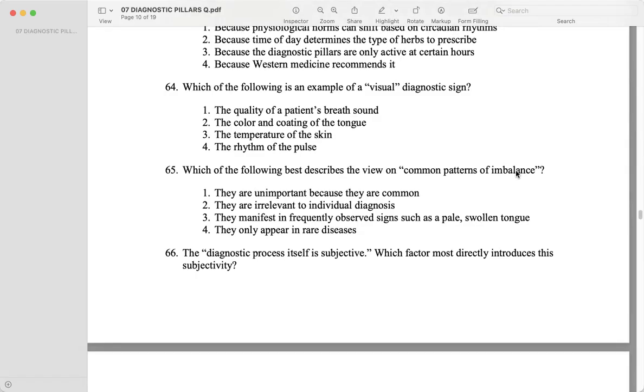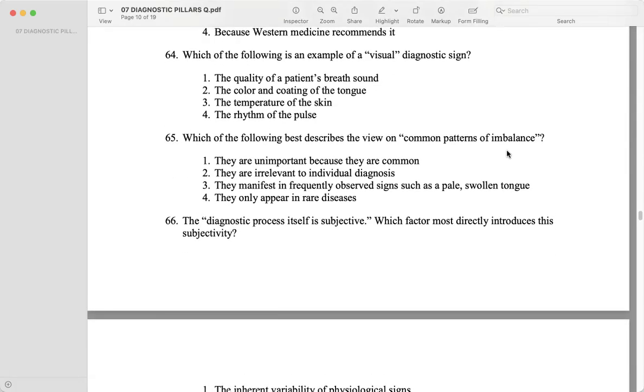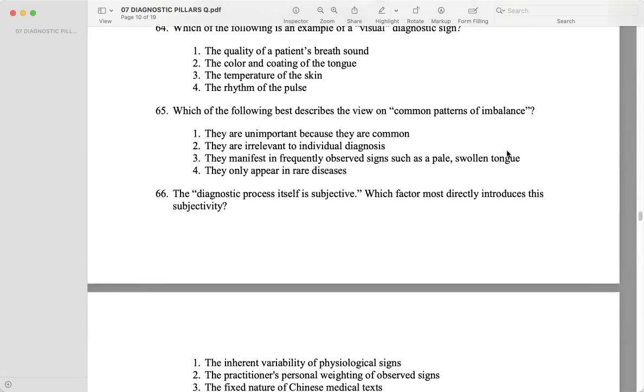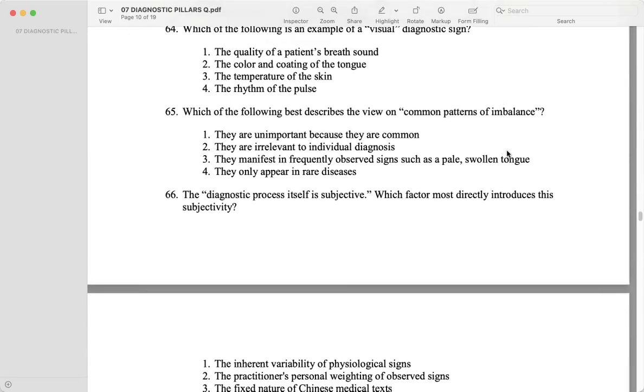What is the normal color of the tongue? Pale red or pink with a thin white coating. Slightly moist, so not dry, not too moist.